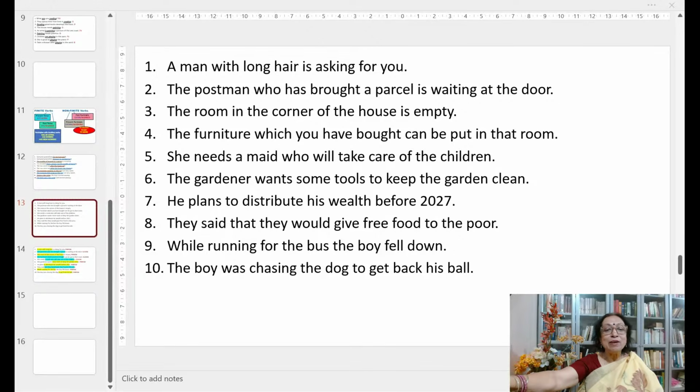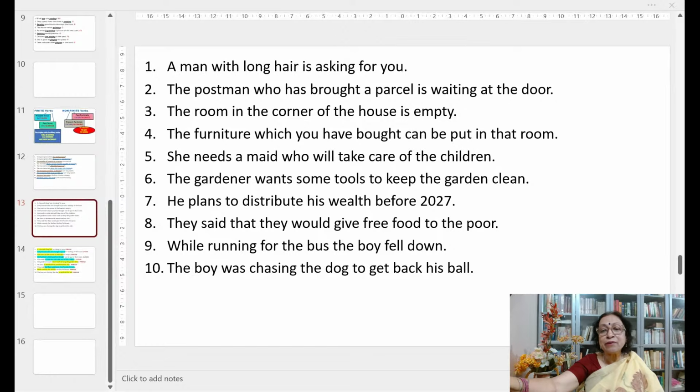Yes, now we have the postman who has brought a parcel is the clause. Raghav Reddy Garu, you've got it right. Now we have many have gone to others also. Let me see the answers one by one. Clause, clause, clause. Okay. Second is clause, one phrase, two clause.